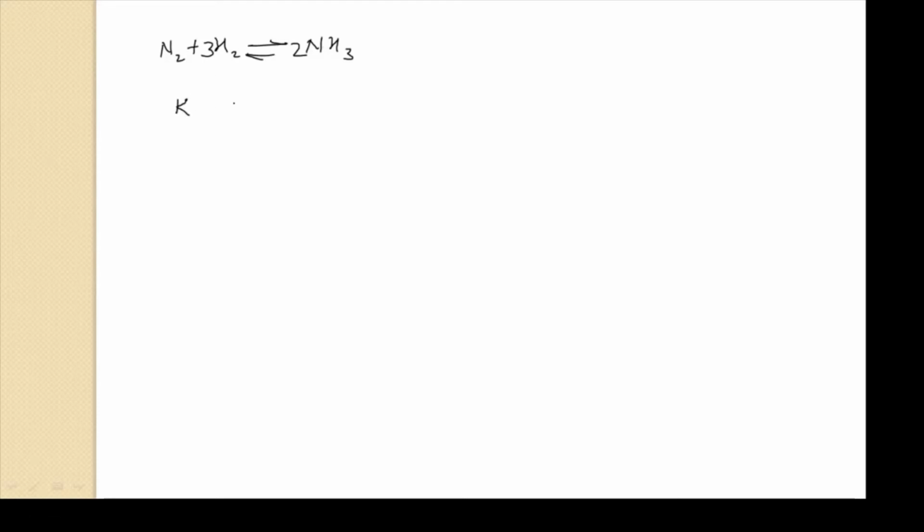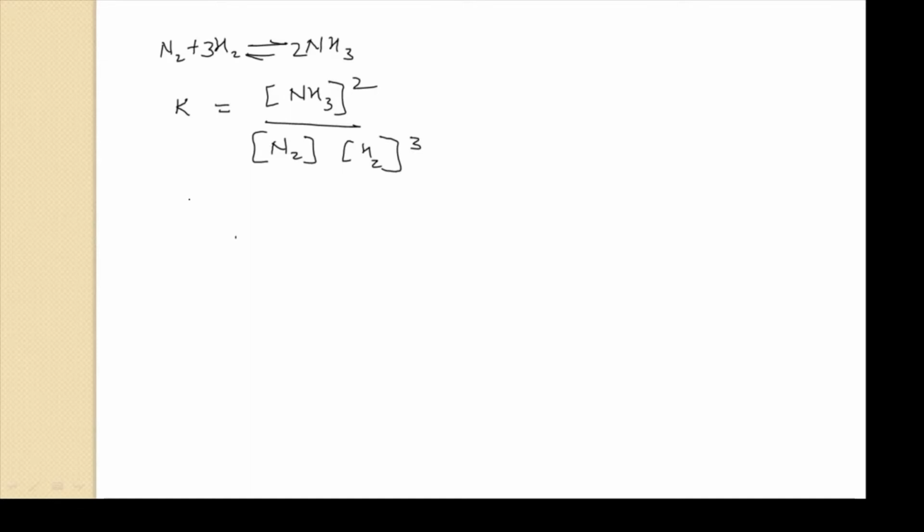So equilibrium constant K is equal to the product of concentration of products upon the product of concentration of reactants raised to the power of its stoichiometric coefficients. See here, the ammonia is the product here. So the concentration of ammonia raised to the power of 2 divided by nitrogen, and hydrogen raised to the power of 3. So this is the way of writing equilibrium constant.